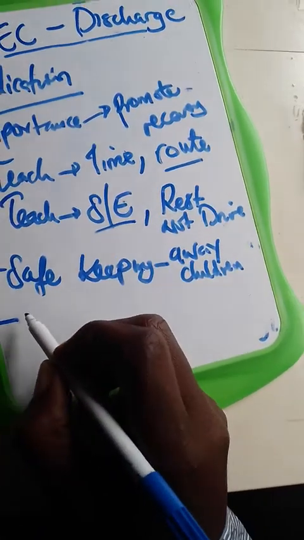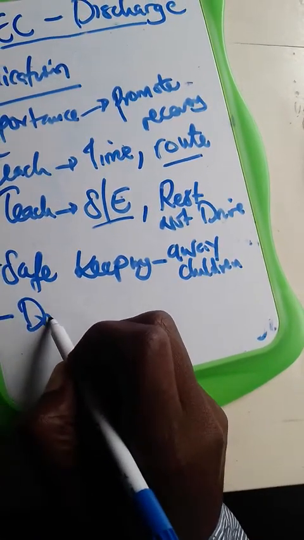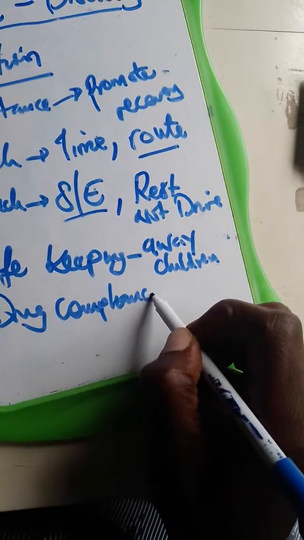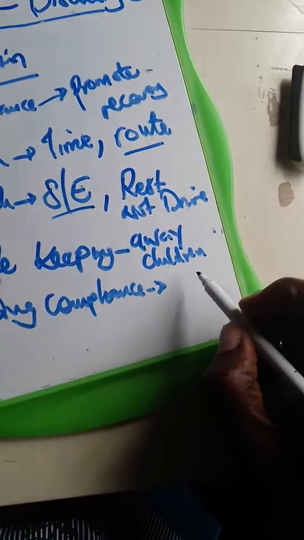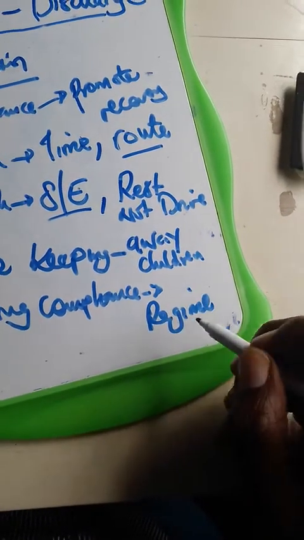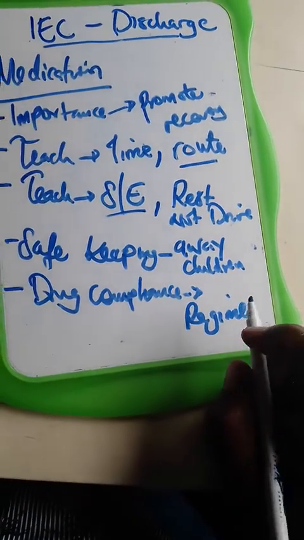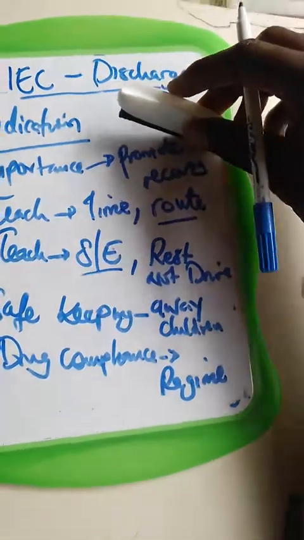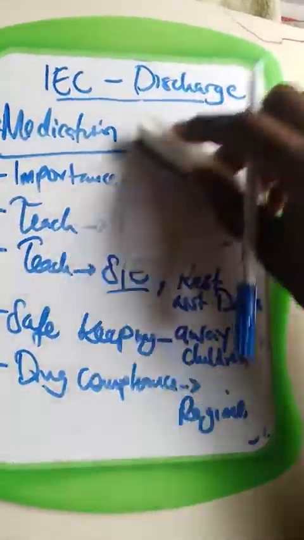Then another heading under medication will be drug compliancy. So you need to explain to the patient about compliancy, meaning they should stick to the regime. They should follow the timings, they should not skip so that they recover quickly, or the drug should not cause resistance. Okay, so let's move on to the other heading, the number 3 heading.